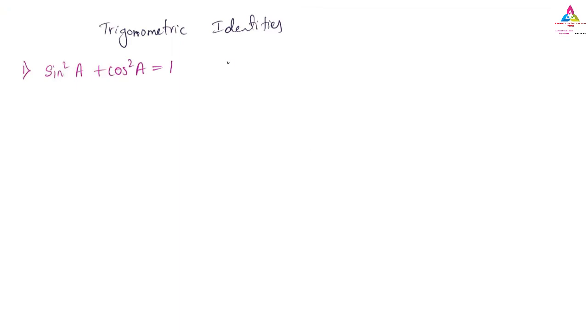The second identity what we have is, see, sine and cos is finished. Now we have a tan. So we can write down tan square a plus 1 is equals to sec square a. This is the second identity what we have learned now only. And the third identity what we have learned now is cot square a plus 1 equals cosec square a. Okay, these are the three identities we have learned.